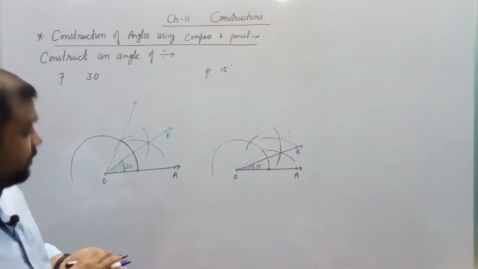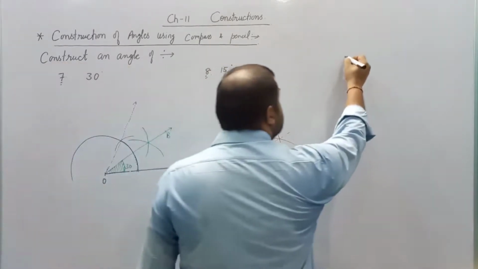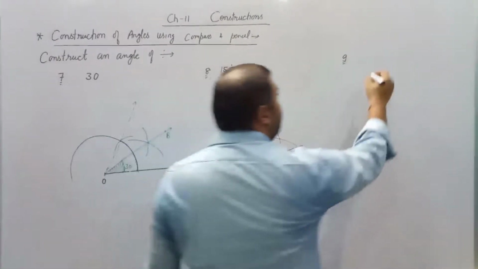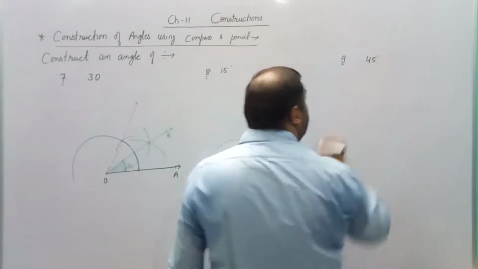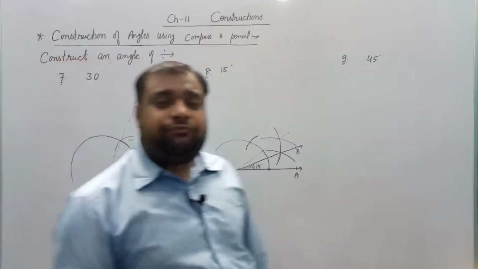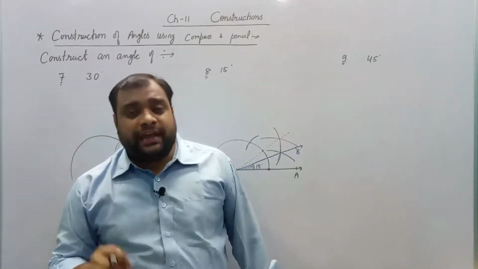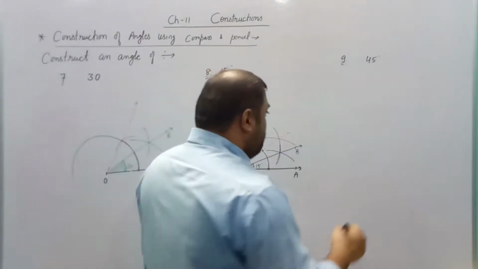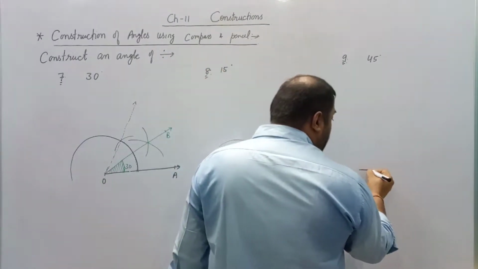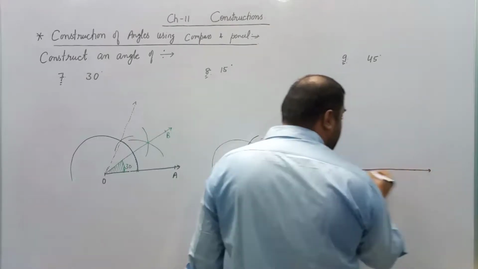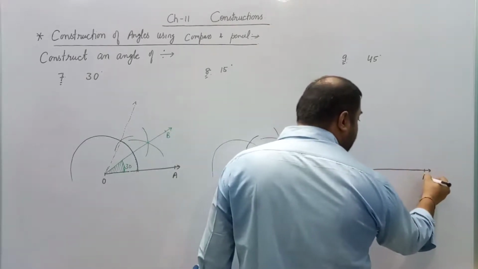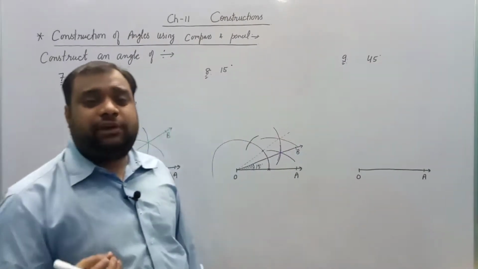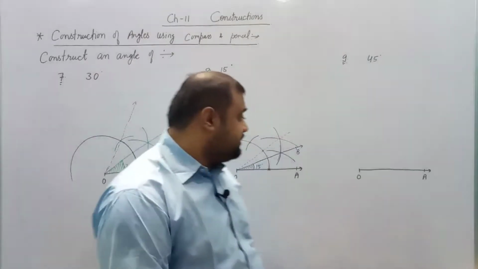Now next is 45 degrees. Next angle is 45. To construct an angle of 45 degrees, we have to construct the angle bisector of 90 degrees because 45 is half of 90. So draw a ray OA of any length. To construct an angle of 45 degrees, first we have to construct an angle of 90 degrees.